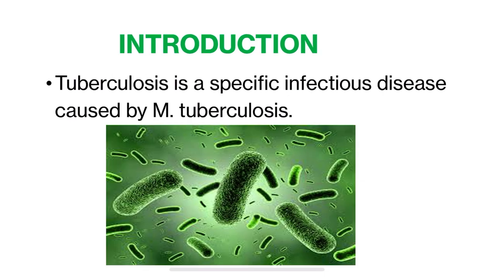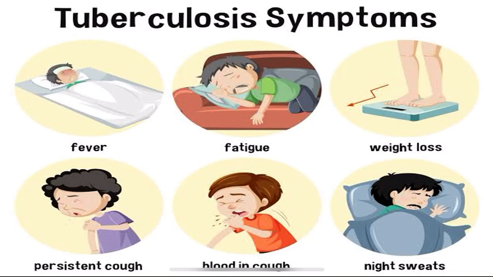Then we see the symptoms. The symptoms of TB are high fever, fatigue, weight loss, and persistent cough, and the cough contains blood. So there is blood present in the sputum. Night sweats. Okay, what are the symptoms of TB? Fever, fatigue, night sweats, weight loss, and cough which is persistent and contains blood in the sputum.